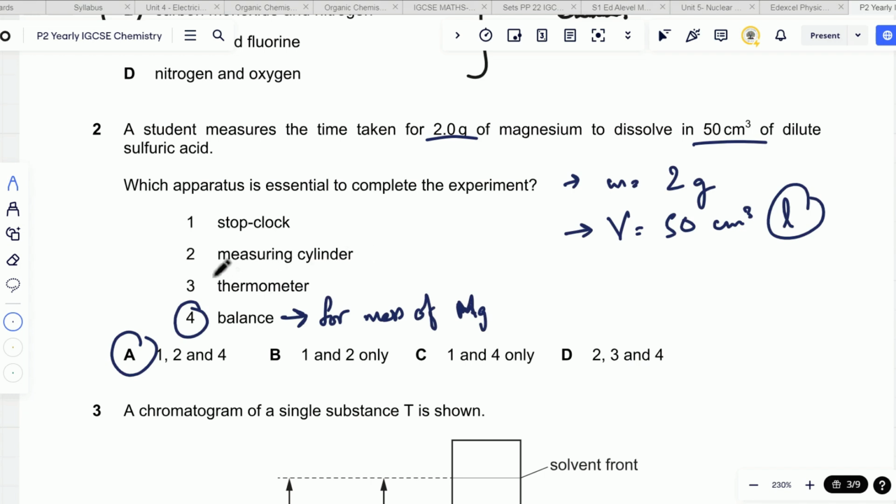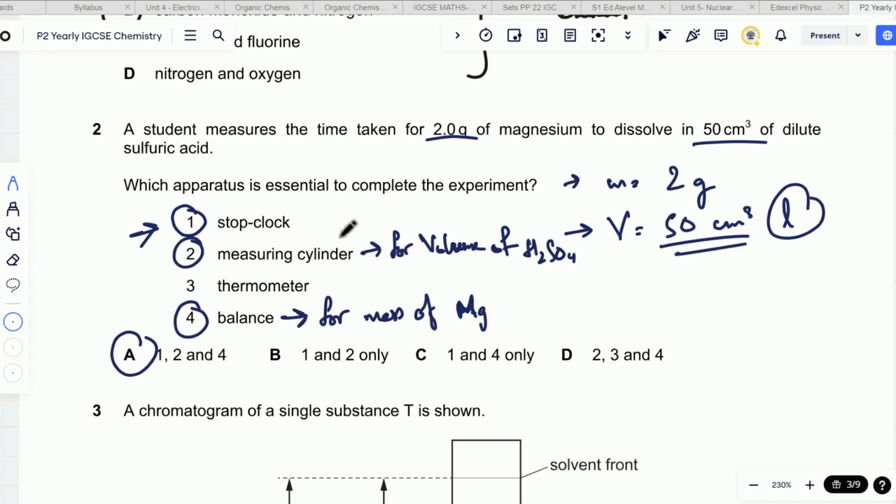I need the measuring cylinder. Why do I need the measuring cylinder? For the volume. How would I know that the sulfuric acid is 50 cm³? So for the volume of H2SO4. Then the main thing that I would need is the stopwatch. I need to see how long it takes for the reaction to take place. That's why I need the stopwatch as well.